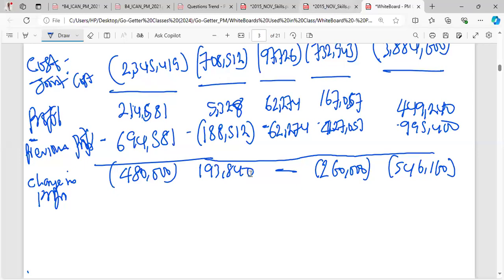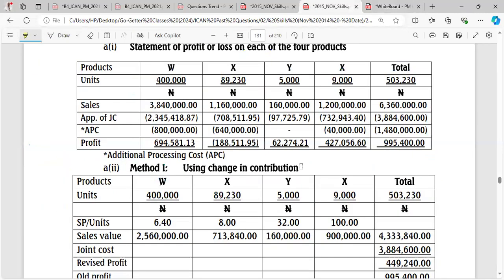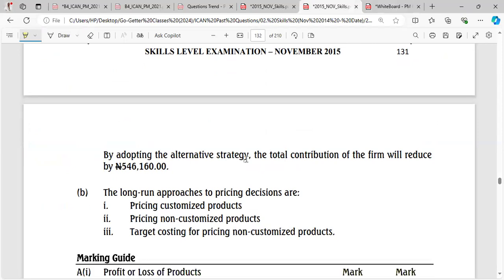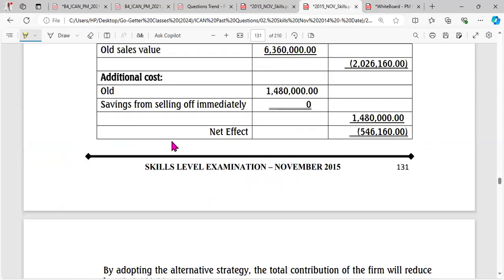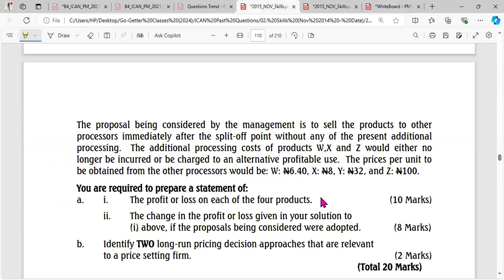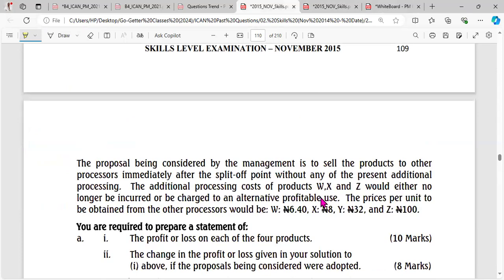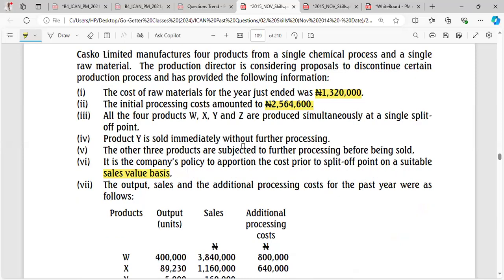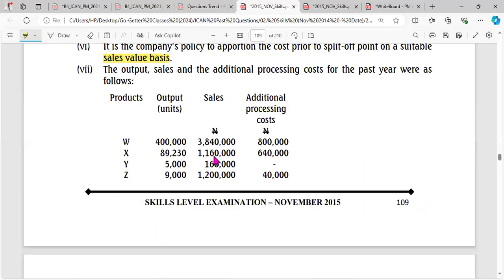So let's see here. That's the same thing, the net effect. They said by adopting the alternative strategy, the total contribution of the firm will reduce by 160. So it means here that this alternative strategy of selling to processors should not be adopted. If you adopt it, your cash flow will reduce by that 5 million. So you should split and process further and not split and sell them off immediately. Split and process further and you will get much more profit.